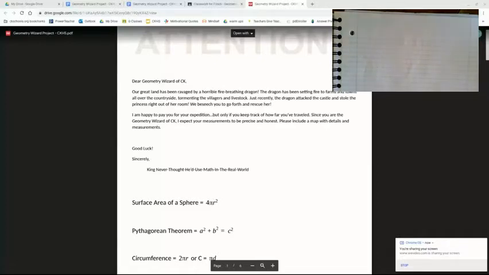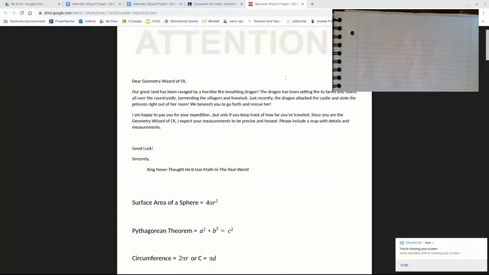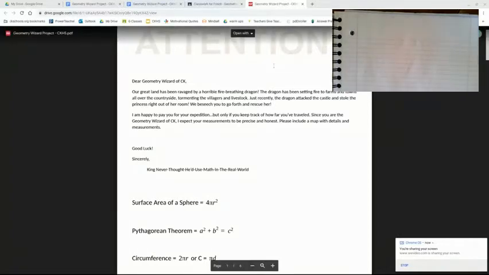So, dear Geometry Wizard of CK, our great land has been ravaged by a horrible fire-breathing dragon. The dragon has been setting fire to farms and towns all over the countryside, tormenting the villagers and livestock. Just recently, the dragon attacked the castle and stole the princess right out of her room. We beseech you to go forth and rescue her.